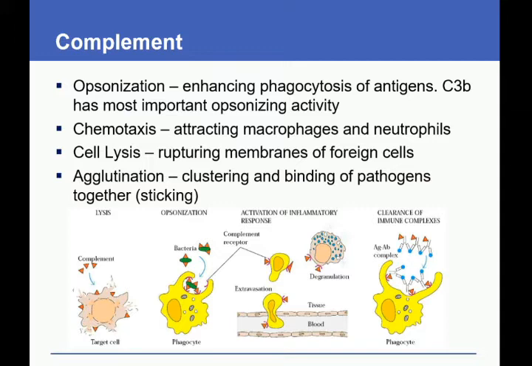Next will be chemotaxis. Chemotaxis will attract macrophages and neutrophils. Cell lysis: they will rupture the membrane of foreign cells. And lastly, agglutination, the clustering and binding of pathogens together, which is sticking.